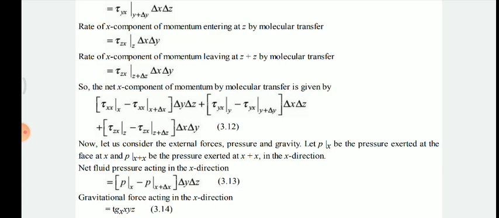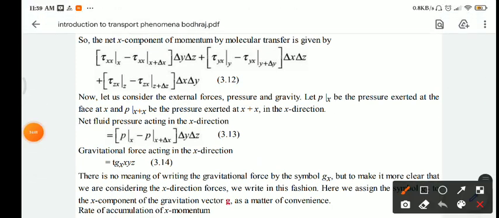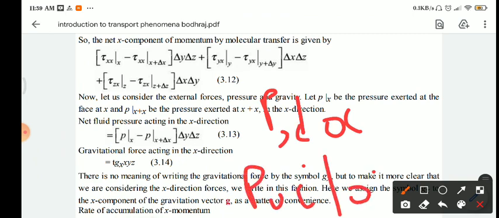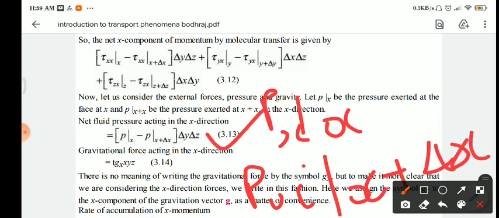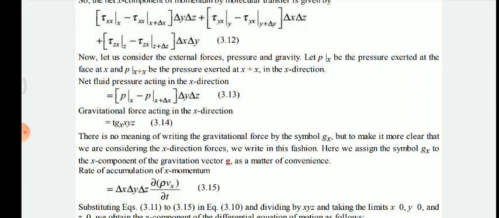ઓકે, so let P of x be the pressure exerted at the face of x and P of x plus delta x, બરાબર, be the exerted pressure at x plus delta x in the x direction. બરાબર, P of x એ કઈ ડાયરેક્શનની અંદર? એટ પોઈન્ટ x પર. બરાબર, P of x એટ x પોઈન્ટ અને P of x plus delta x એ પ્રેશર છે. બરાબર, આ ઇન અને આ આઉટ માટે. અને એની સિવાય એક્સ ડાયરેક્શનમાં એન્ટર થાય છે તો એના સિવાયના ડેલ્ટા વાય અને ડેલ્ટા ઝેડ એઝ ઇટ ઇઝ આવશે.